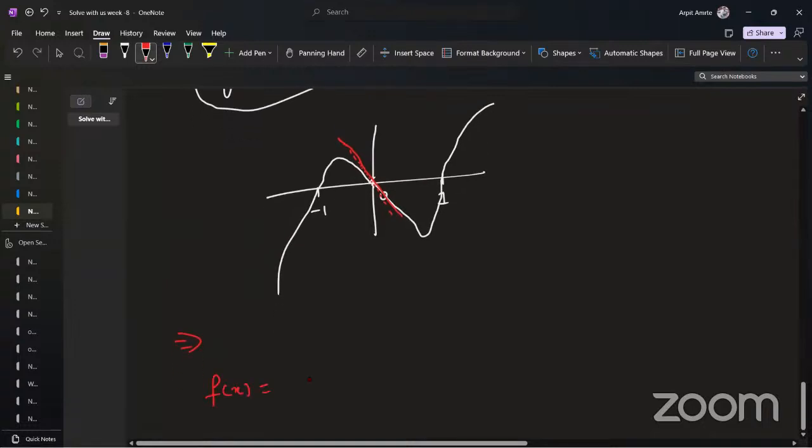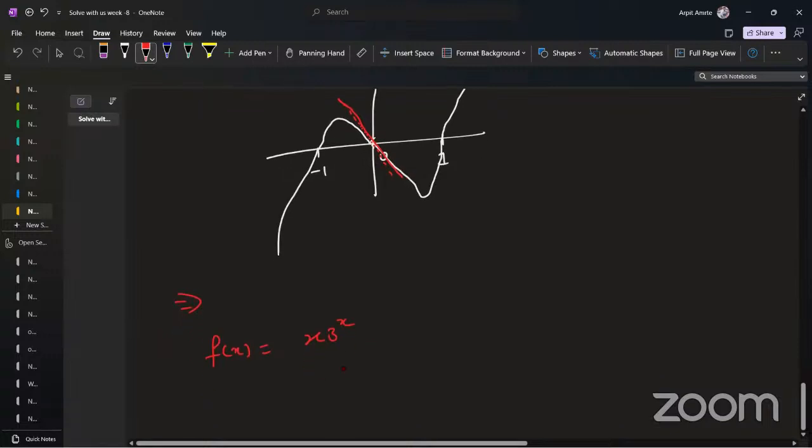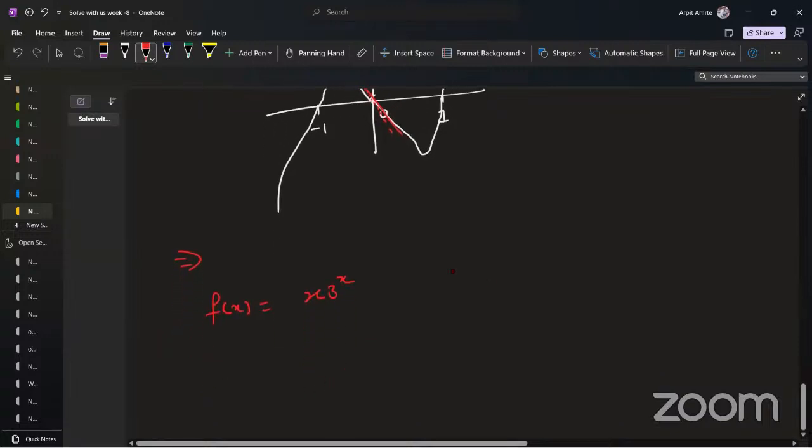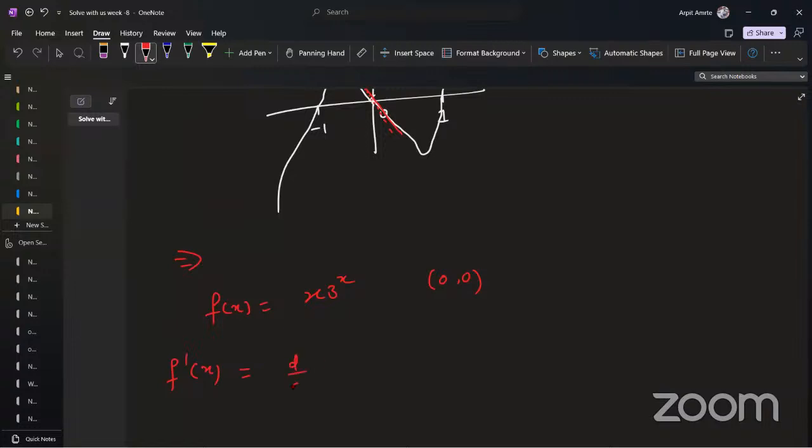Just try to understand this concept, because it's very important for you. So f(x) is equal to x times 3 raised to the power x. Now at (0, 0), you need to find the tangent line. So for that, what do we need firstly? f prime x. So what will it be? d by dx of x times 3 raised to the power x. Now what kind of function is it?